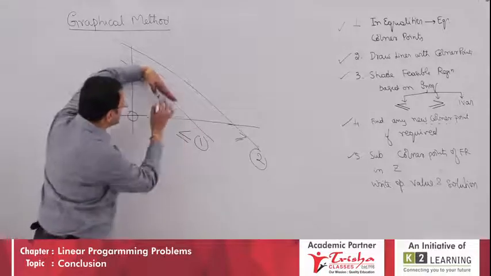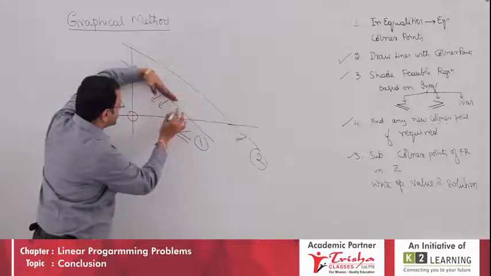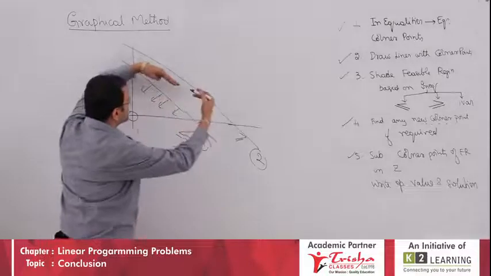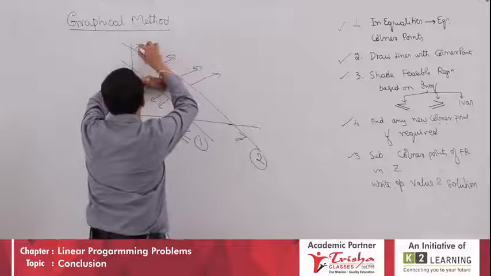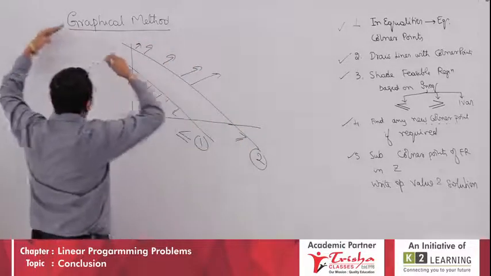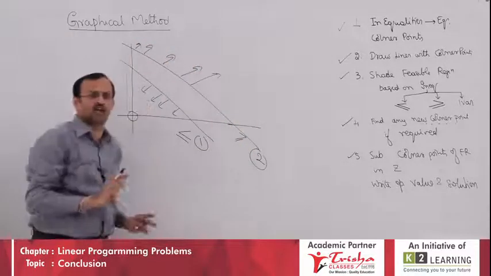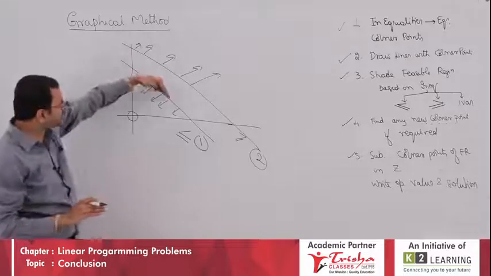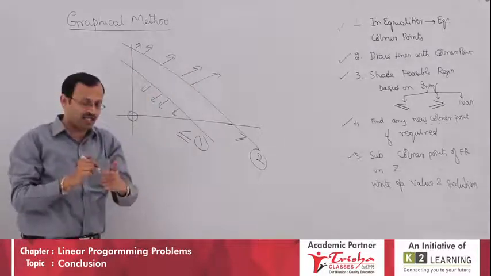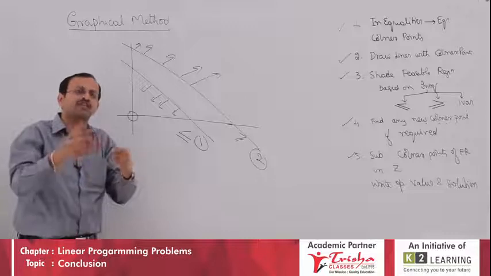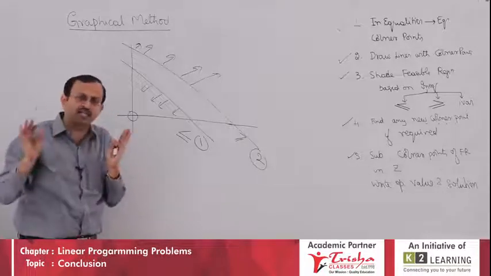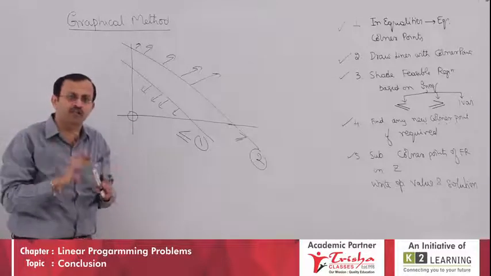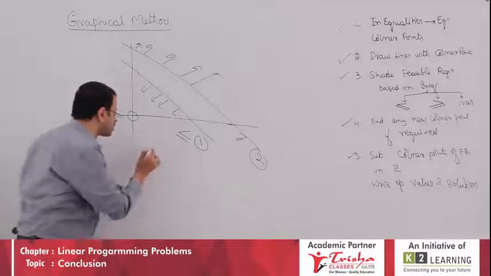Line 1 here less than means this side. Line 2 here greater than means this side. Students, what is the common region? Common region may come somewhere later, but not in the first quadrant. In the first quadrant, this is less than, this is greater than, it results into no feasible region at all. You do not get a common region at all in the first quadrant. You have to conclude there is no solution.